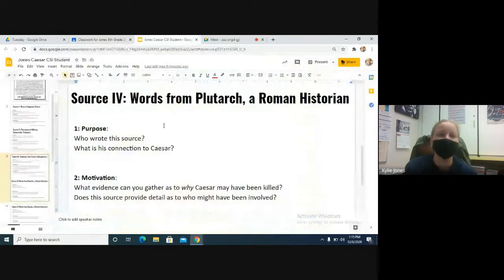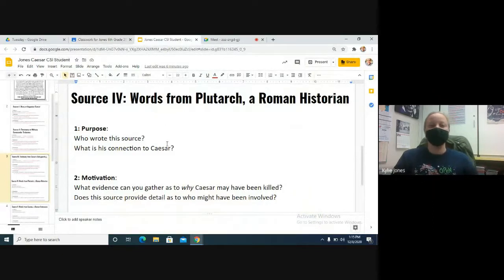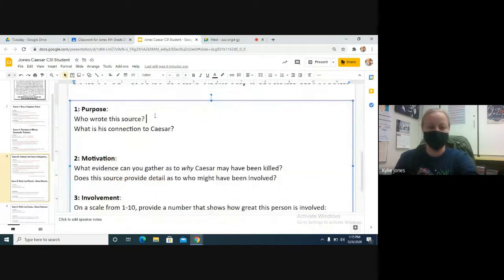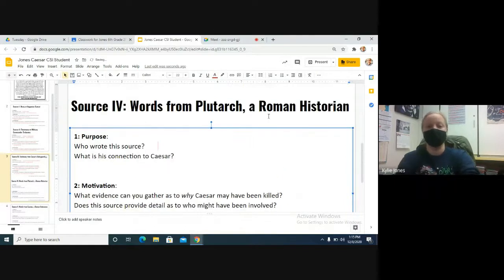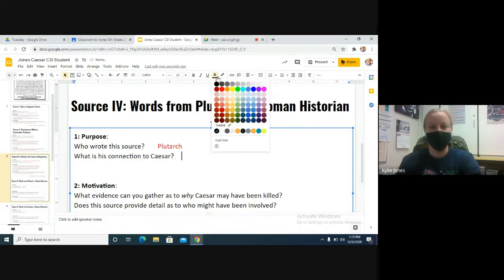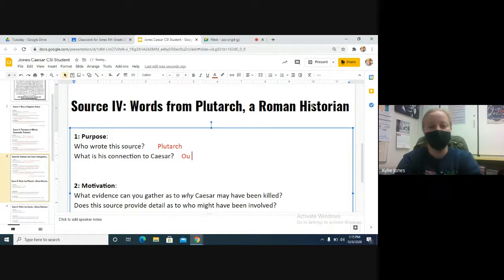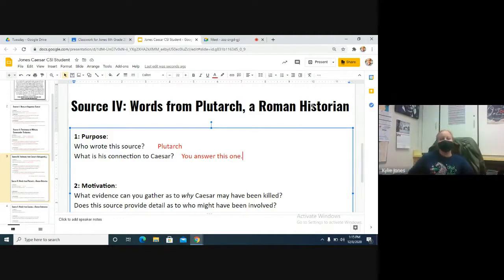Let's go ahead and answer some questions here. Who wrote this, first of all? What was his name? It says it right above this. He was stabbed to death, yes. His name is Plutarch. That's who wrote it. Okay, so Plutarch wrote this, and then I would like you guys to answer how Plutarch is connected to Caesar.